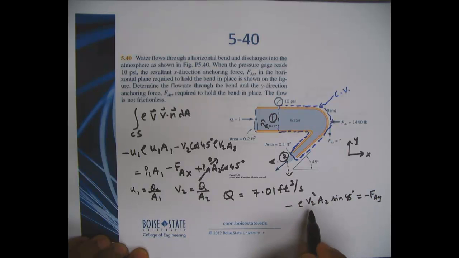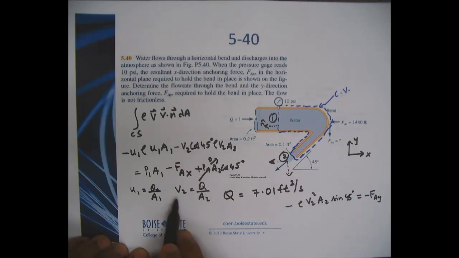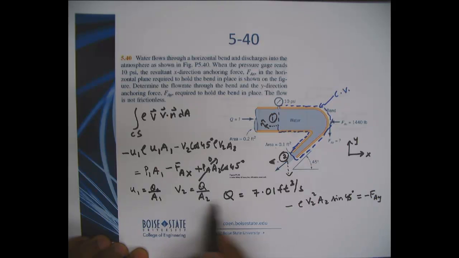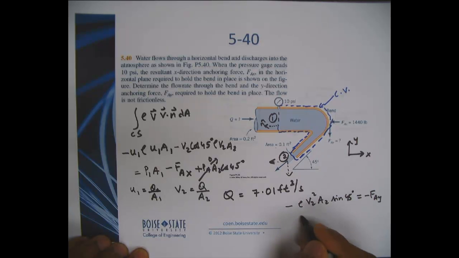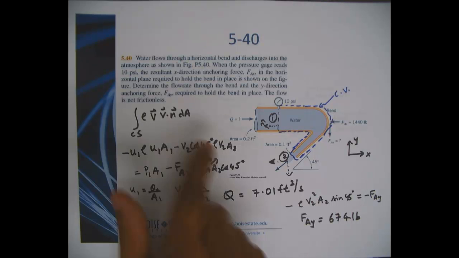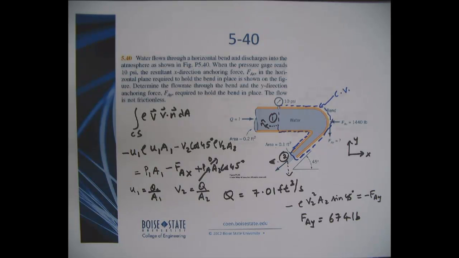Again, we don't have to know v2. If you want, you can find it since we already know Q, or you can just substitute v2 as Q over A2 here. Then your only unknown is FAY, and if you do the math, you determine FAY to be 674 pounds. So this was the part which we were asked to do in class, and you see that that's pretty straightforward once we actually determine this flow rate correctly.